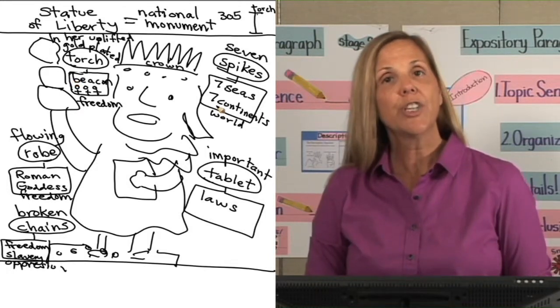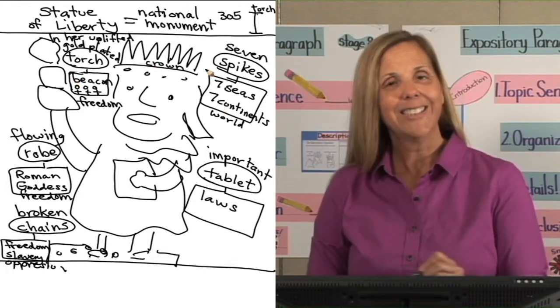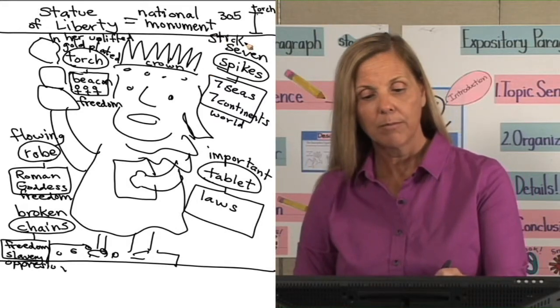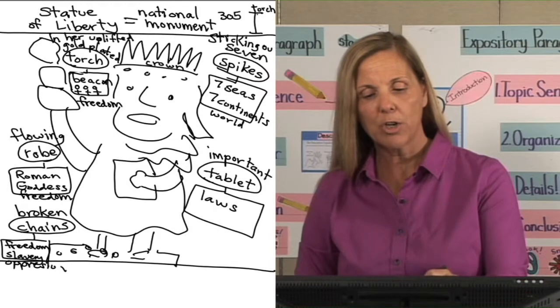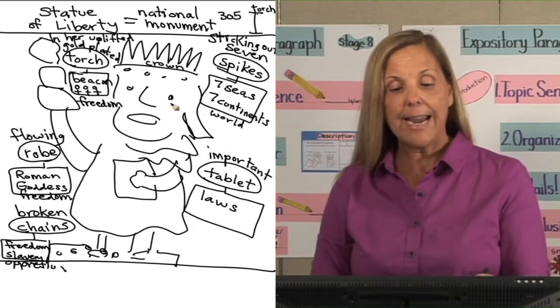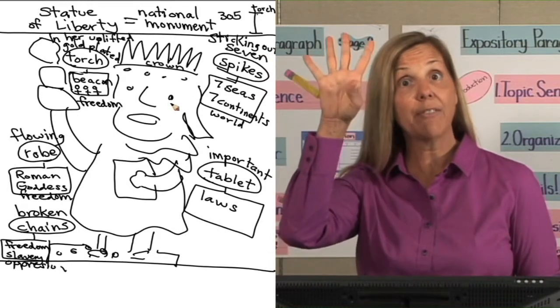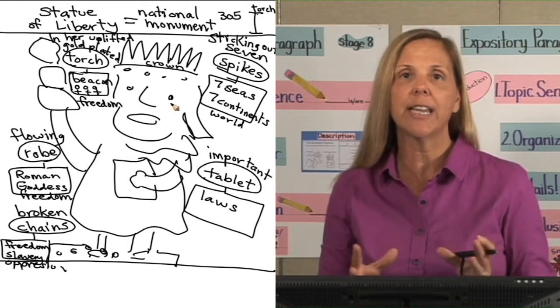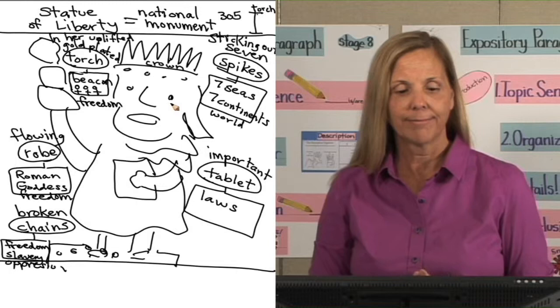Let's go to the 7 spikes. We could say sticking out from her crown. Yeah, let's do that. So where? We'll start with the words sticking out. Sticking out from her crown are 7 spikes that represent the 7 seas and 7 continents of the world. Let's go back.